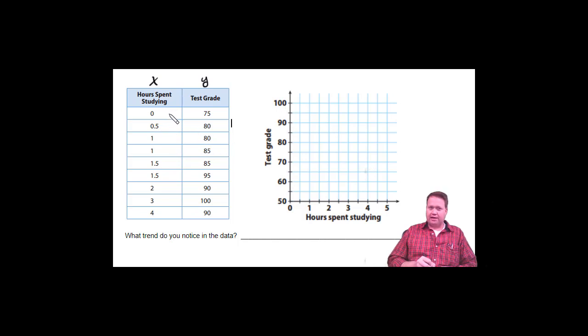This person right here spent 0 hours studying and they got a 75. So we're going to go just up to 75, and that'll be the first dot that we create. This person spent a half an hour, so a half an hour is over to that line, and we're going to go up, they got an 80, and we're going to just scatter some of these dots on.